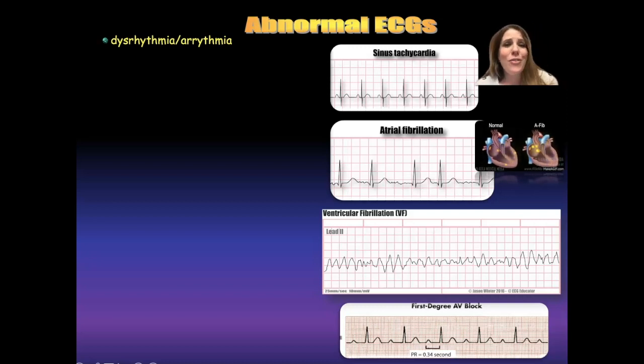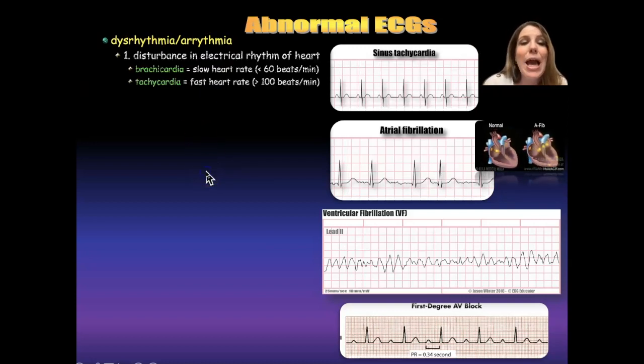So up to now, we've been talking about normal ECGs. But ECGs are often used to try to detect if there's any abnormalities going on with the heart. So let's talk a little bit about some of these common abnormalities that are often seen on EKGs. So first, let's talk about dysrhythmias or arrhythmias. And there's really three ways that these can happen.